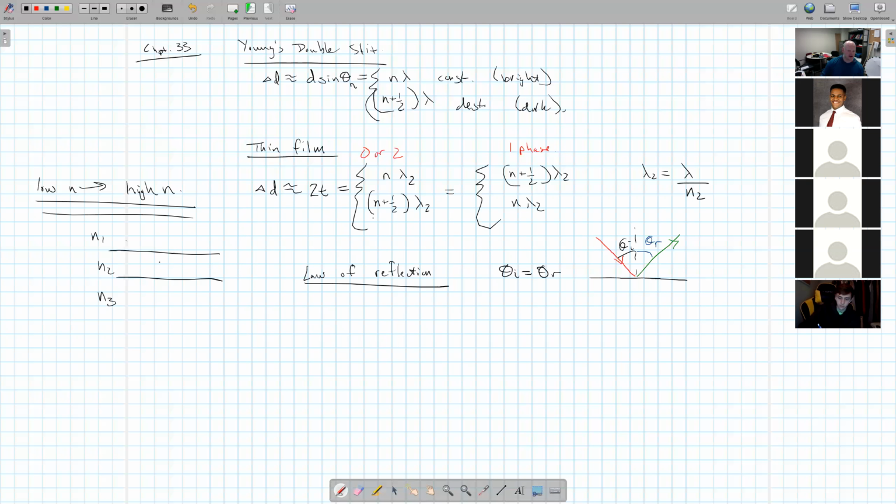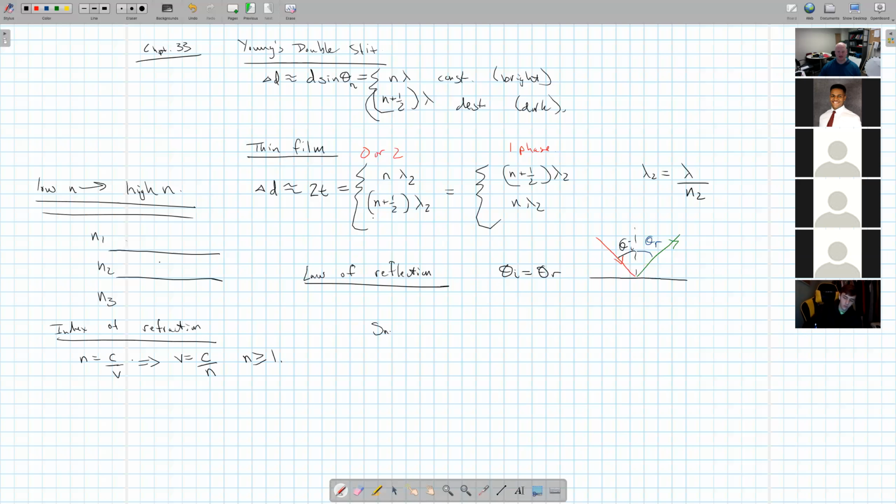Index of refraction, I should probably talk about that as well. Index of refraction is defined as the speed of light divided by the speed at which it's moving inside of the medium. So that's my index of refraction. From here, the speed at which it's moving inside of the medium is the speed of light divided by the index of refraction. So index of refraction must always be greater than or equal to 1.